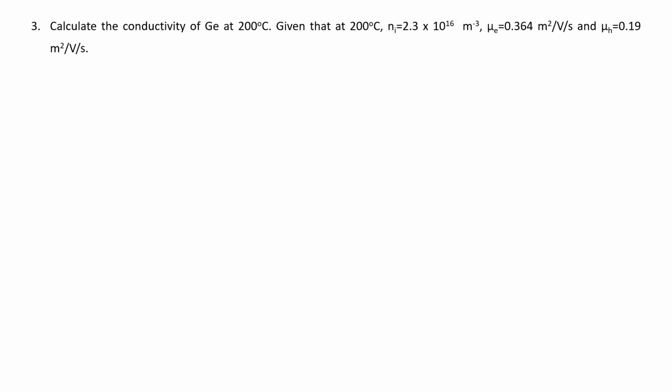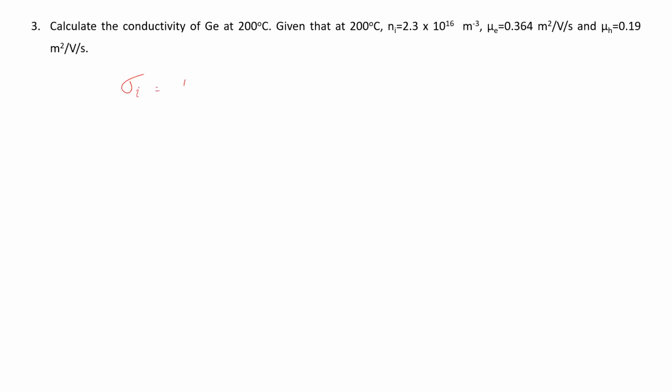So let us read this problem. Calculate the conductivity of germanium at 200 degrees C. Given that at 200 degrees C, Ni is equal to 2.3 into 10 power 16 meter power minus 3, mu E is equal to so much and mu H is equal to so much. So first let us write the formula for this and check whether all the data is given in the problem or not. If you look at the problem, you can identify that it represents an intrinsic semiconductor because intrinsic carrier concentration is given. One more hint is that the mobility of both electrons and holes are given. So let us write the equation.